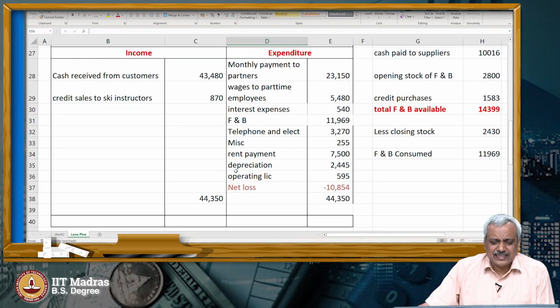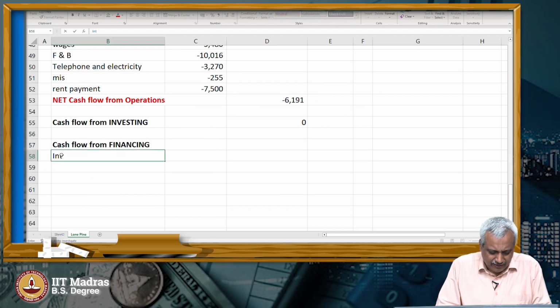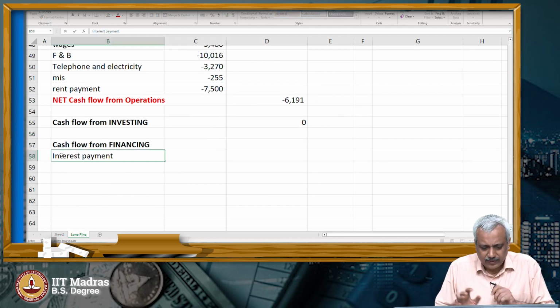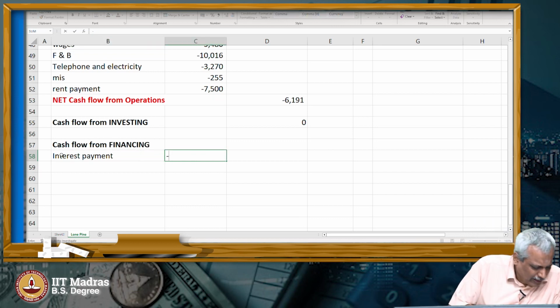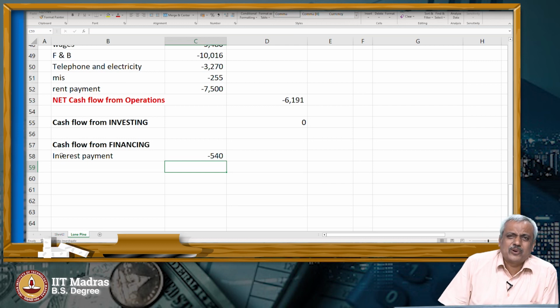Yes, there has been financing activity. Number one, outflow, the interest payment. What is the outflow? $540, 40 rupees, $40, whatever you want.